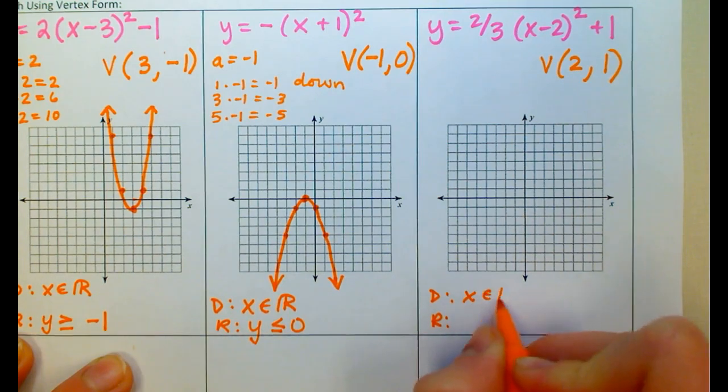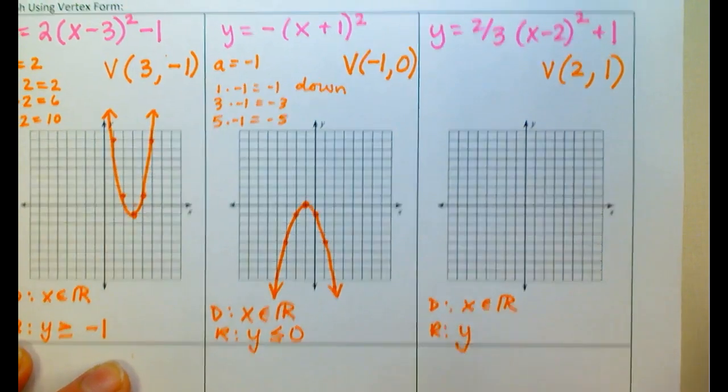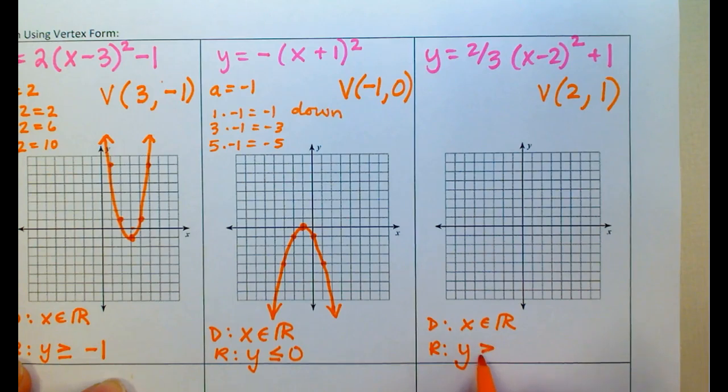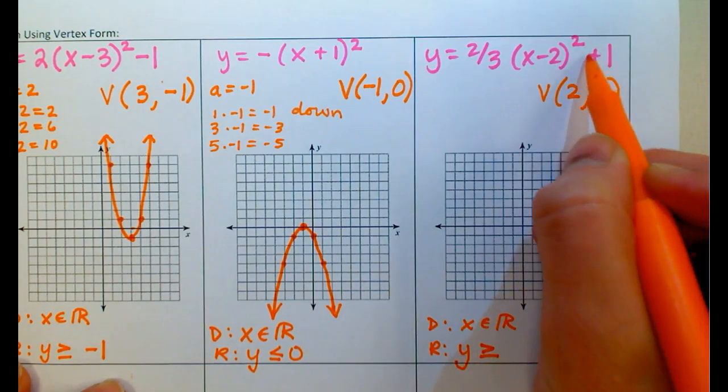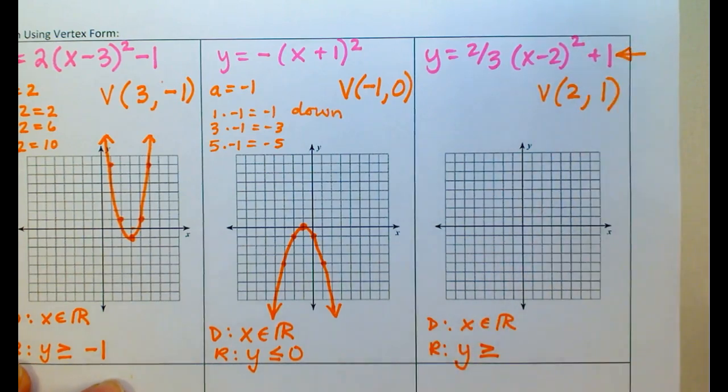Domain, always, x is in the reals, all real numbers. The range, all of my y values, well, this is a +2/3, so I know it's going to be greater than or equal to the lowest point on the graph. The y value of the vertex will give you your lowest point on the graph, +1. We can graph it and check to see if we were correct.